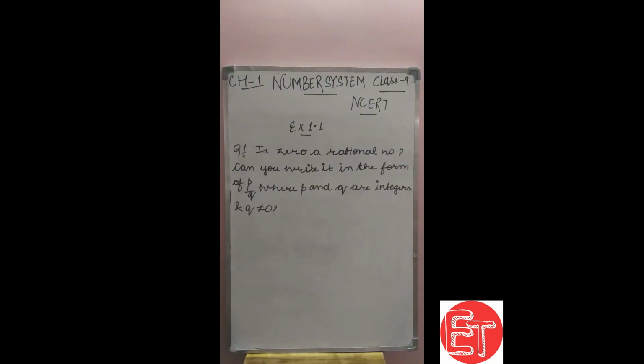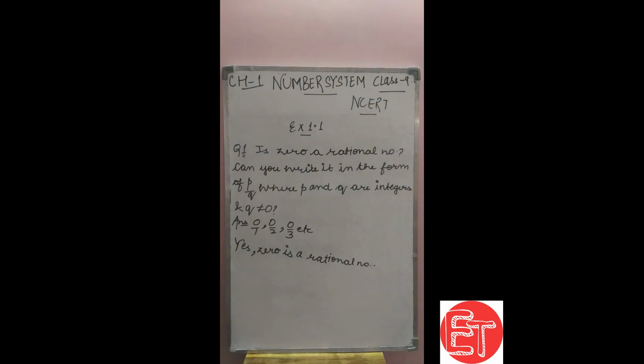The first question says, is 0 a rational number? Can you write it in the form of p by q, where p and q are integers and q is not equal to 0? I told you when I was talking about rational number examples that 0 can be written in the form of p by q as 0 by 1, 0 by 2, 0 by 3, etc. And if it can be written in the form of p by q, then we can say that it is a rational number. So yes, 0 is a rational number.